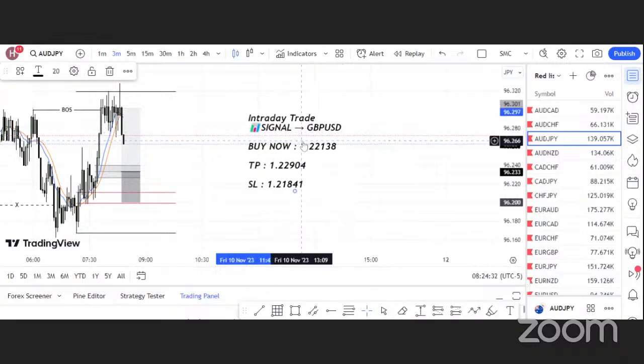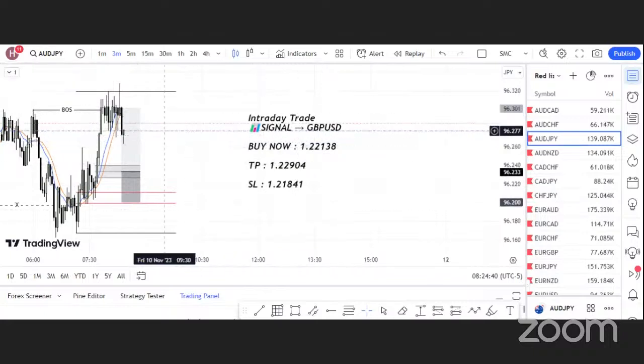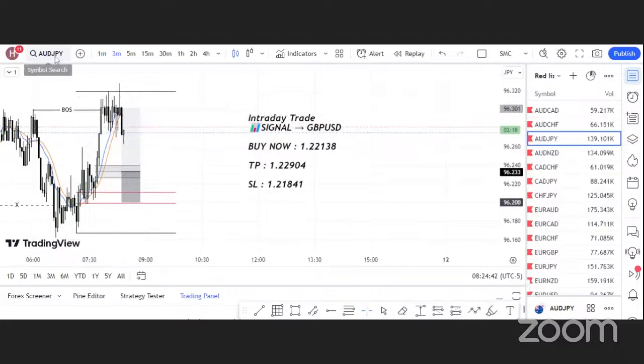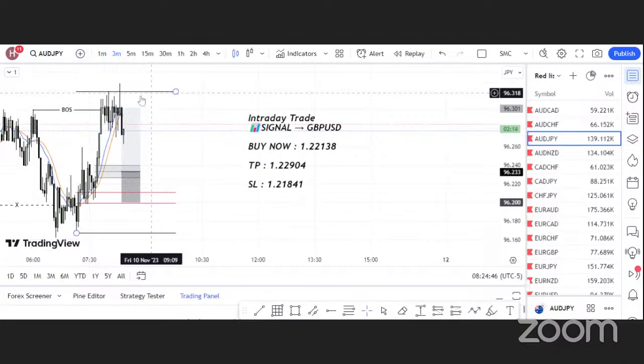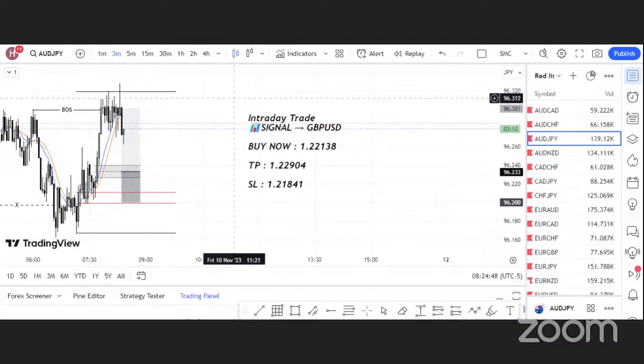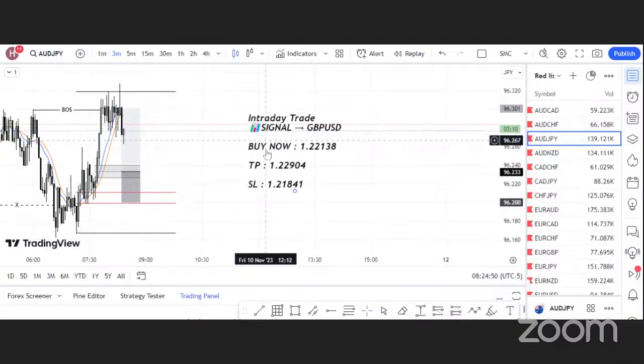So if I say buy right now, this is AUDJPY. This chart we are on is the AUDJPY chart. If I say buy right now, this is what I'm talking about. You just go into the app, buy, set this TP, set this SL. I'm going to be showing you how to set TP and SL.